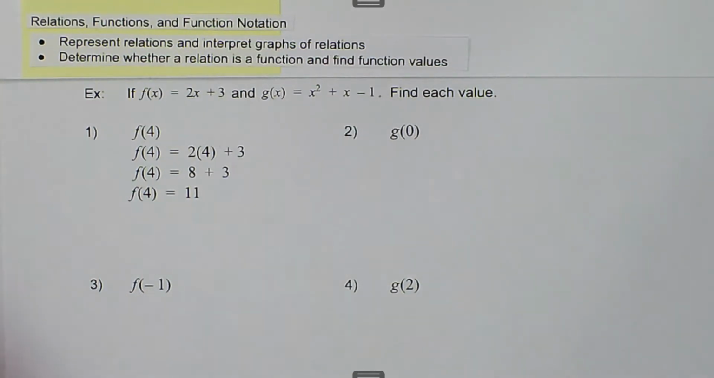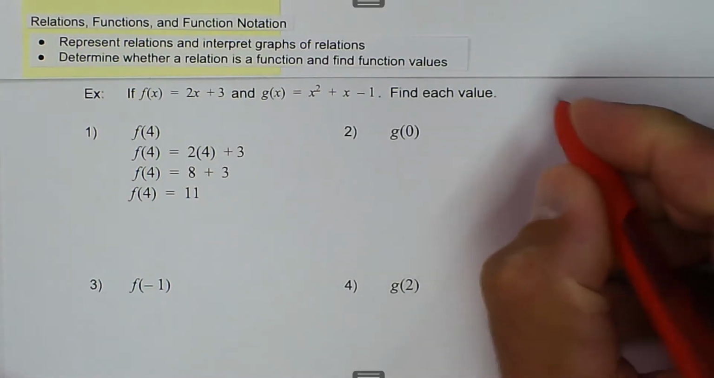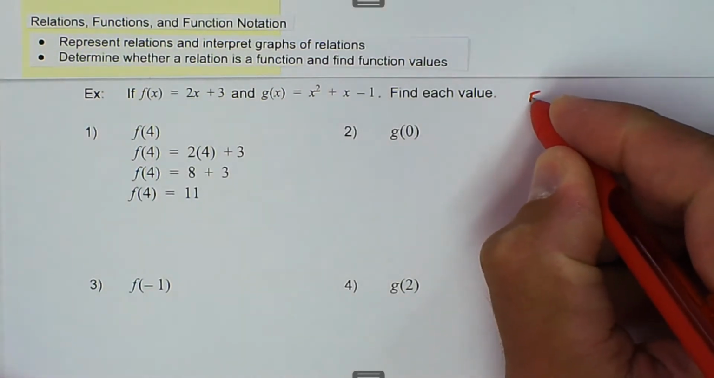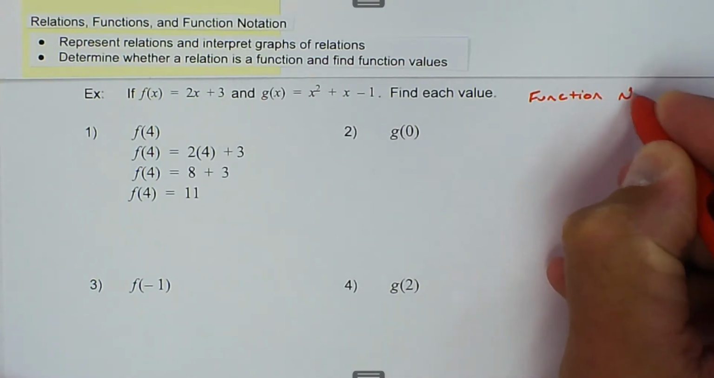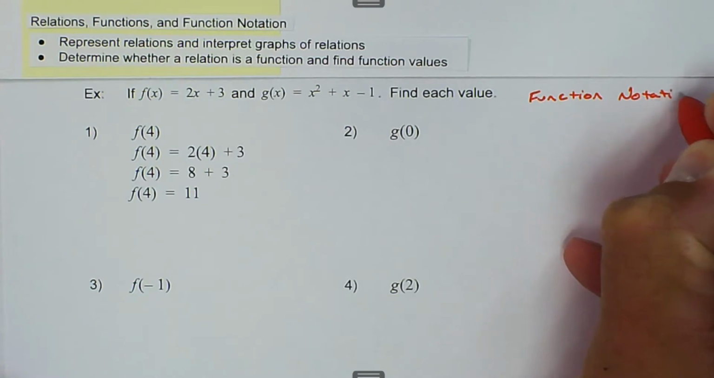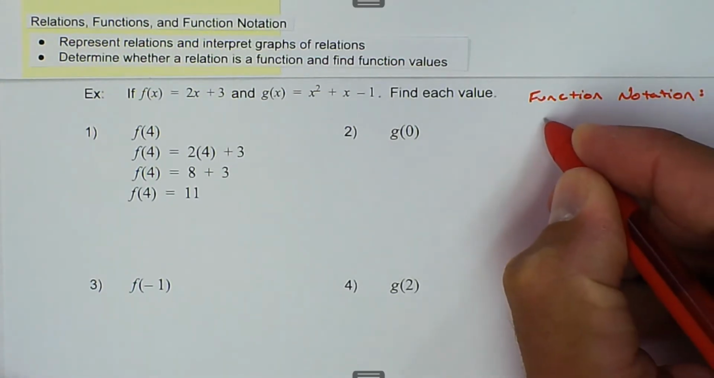We were talking about relations, functions, and function notation, and we want to determine whether a relation is a function and find function values. So here we're really looking at function notation. And when we think of function notation, we're really just thinking of somebody's name. So function notation, basically that's just the name of a graph.